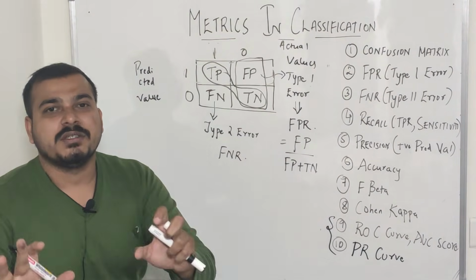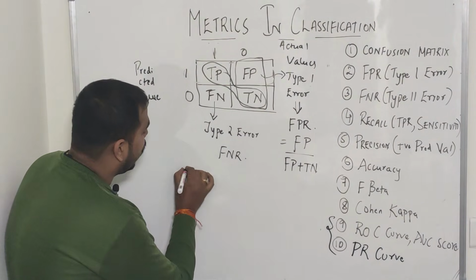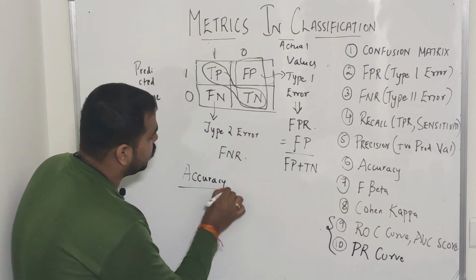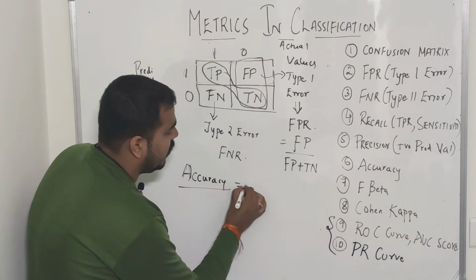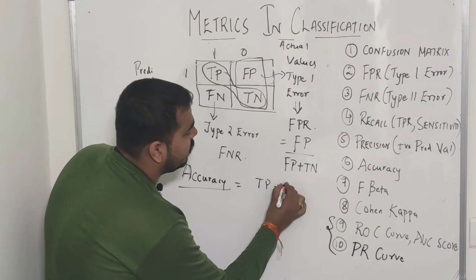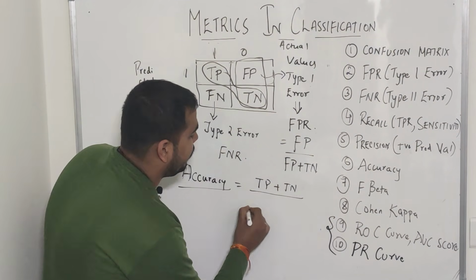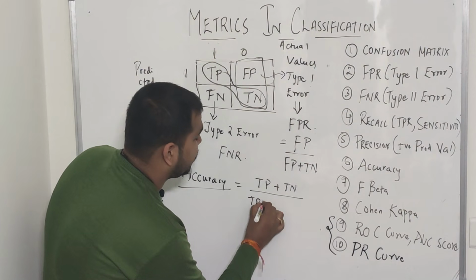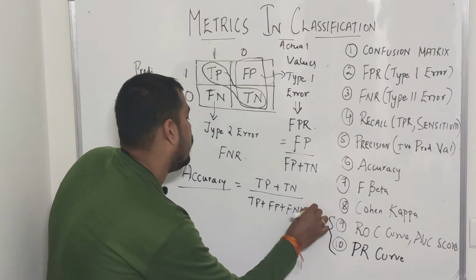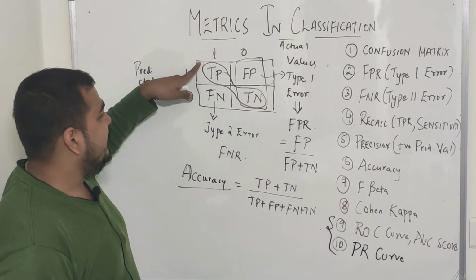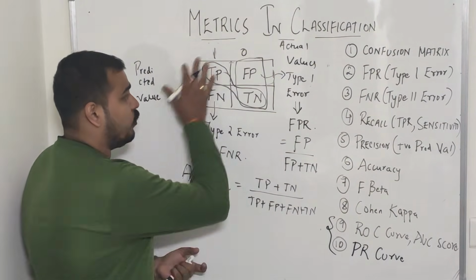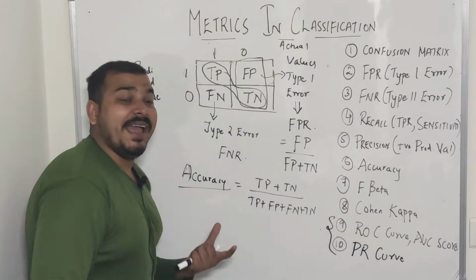Since this is a balanced problem statement, we directly compute the accuracy. How do we compute the accuracy? We simply add TP plus TN divided by TP plus FP plus FN plus TN. That basically means the diagonal elements, which give me the right result, divided by the total number of values, and this will give us the accuracy.